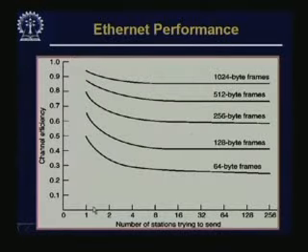As you will see in this slide, with 1024 byte frames, the channel efficiency is very high. If you send small frames, the channel efficiency tends to be smaller. This plot is with the number of stations trying to send. Thank you. With this we come to the end of this lecture. In the next lecture we will look at the modern versions of Ethernet like switched Ethernet and how different networks are connected together, etc. Thank you.